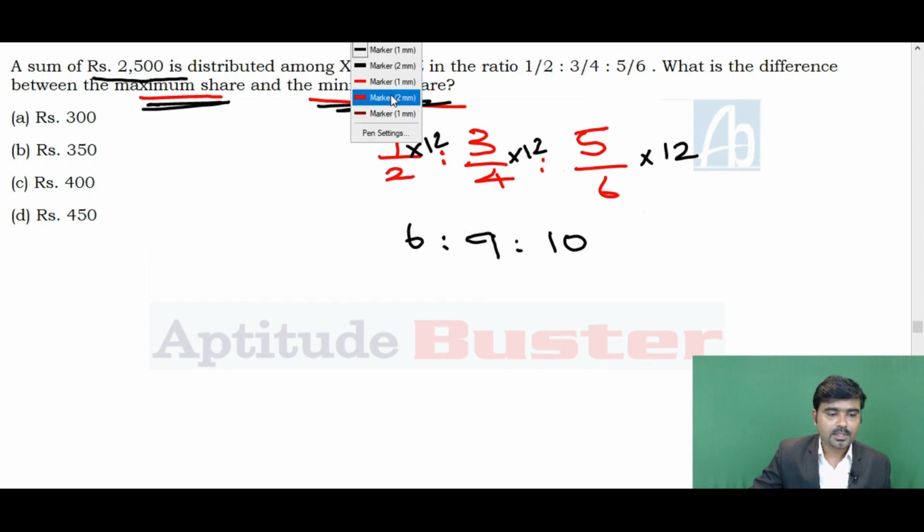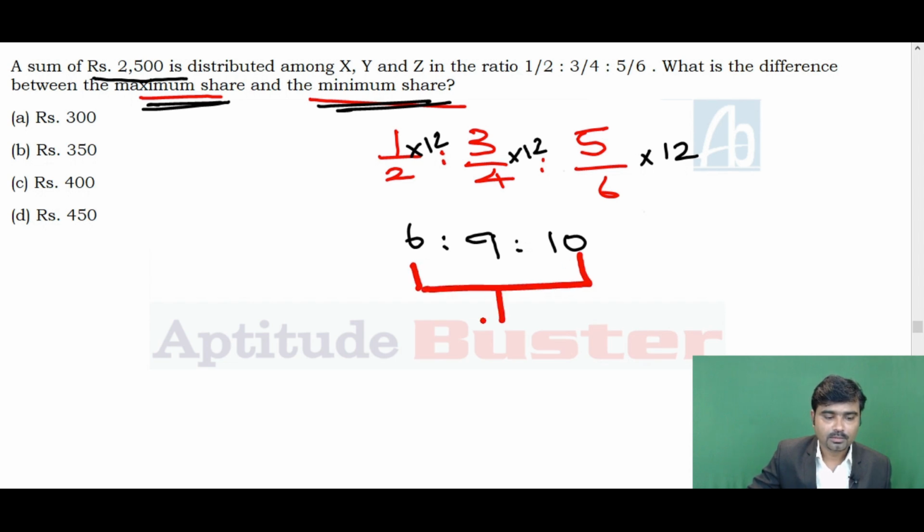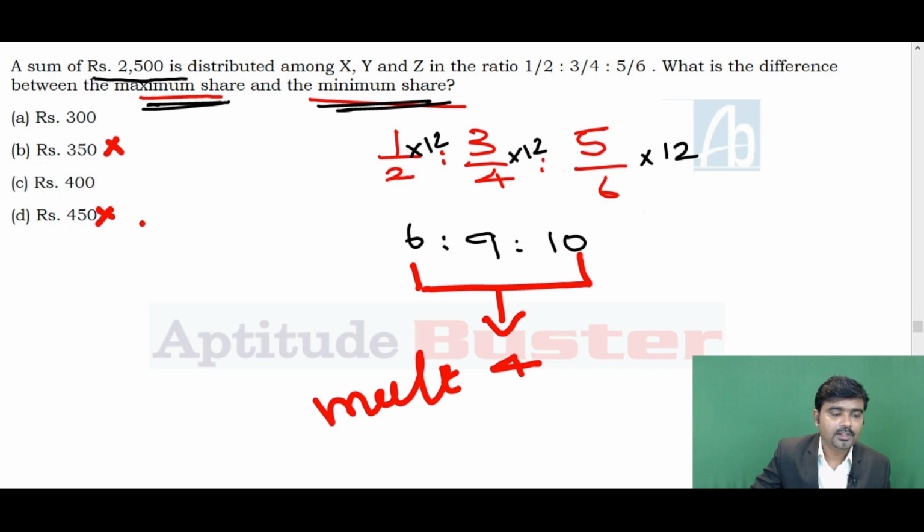What's the maximum share? That's 10. What's the minimum? 6. What's the difference? 4. The difference should be 4, or we can say a multiple of 4. Go through the answer choices. 350 and 450 are not multiples of 4. These two can be eliminated. Next, either 300 or 400 is the answer.